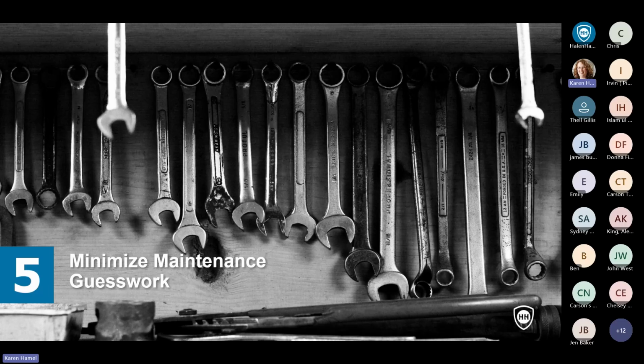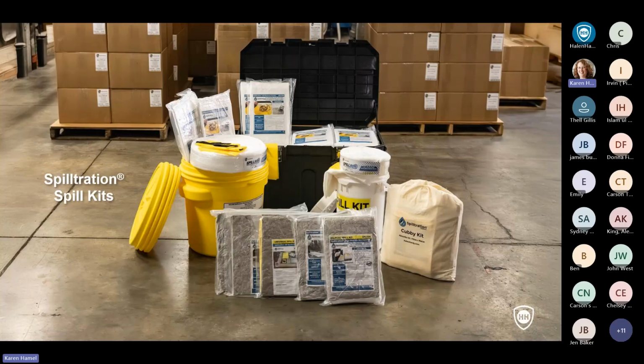And that's kind of what we're looking at throughout the theme of this presentation: what can you do to simplify that work so that people can do it quickly, they can do it effectively and efficiently, and get back to the other duties that they need to get done for the day. So one of the things that you can do to minimize that guesswork is to standardize the things that you use every day. So one of those might be absorbents.